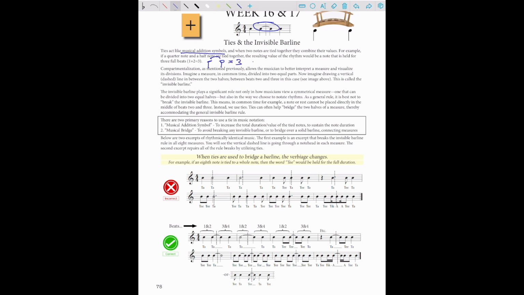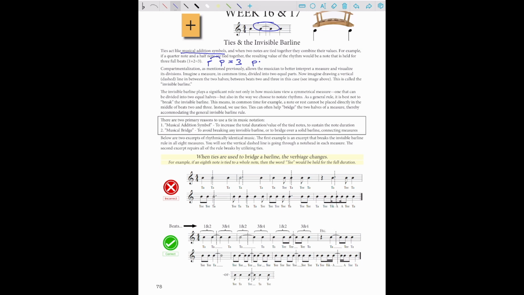Now, that's the same as a dotted half note, which also gets 3 beats. So why would we use a quarter note tied to a half note instead of a dotted half note? Well, that's some of the topic that we're going to be talking about today and how invisible bar lines and ties work together to compartmentalize measures. There's a time to use a quarter note tied to a half note, and there's a time to use a dotted half note. And we'll talk about that as we go through this chapter.